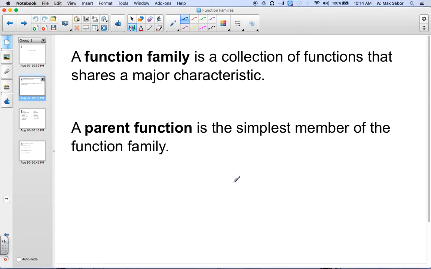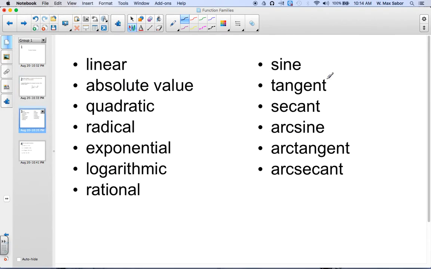The parent function is the simplest member of the function family. So if we're talking about quadratics, the simplest member of that family is x squared. And what we say is all the other quadratics are variations on f of x equals x squared. So this is considered the parent function for all the quadratics. Whenever we've studied types of functions, we've started with the simplest one, learned about that, and then did transformations on that. And here are a bunch of function families that you should know, things that we've already dealt with.